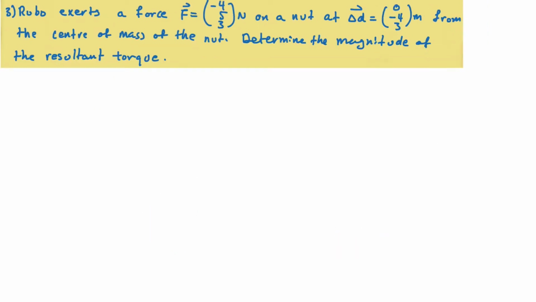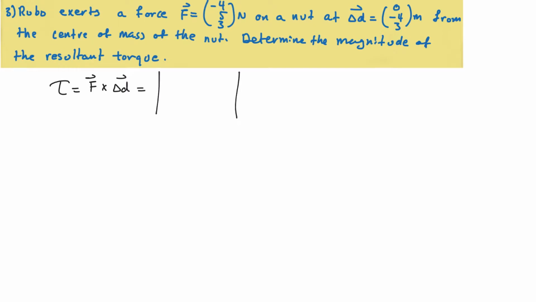For our last question, we have Robo who exerts a force on a nut at a distance delta D from the center of mass, and we want to determine the magnitude of the resultant torque. We know that by definition, torque is equal to the cross product of force and displacement, and then we would have to find the magnitude of that afterwards. So let's find the cross product.